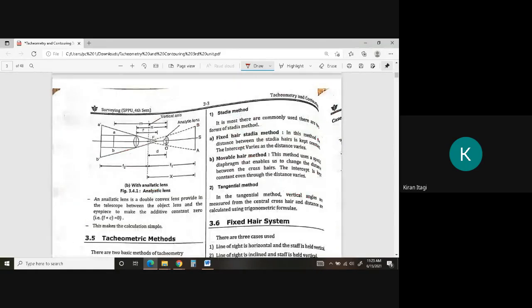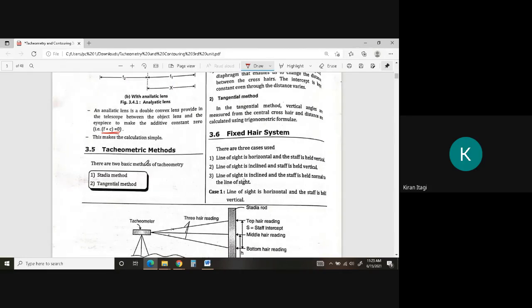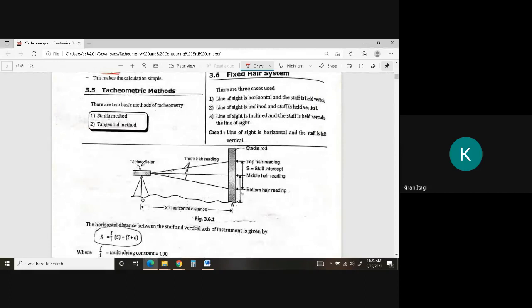See here, this is the analytic lens, an extra lens we are providing. Why are we providing it? To make f plus c equal to 0. Normally we have only this much, but what we are doing is providing an extra analytical lens to make f plus c equal to 0. Now in tachometry we have two types: one is the stadia method and the other is the tangential method.